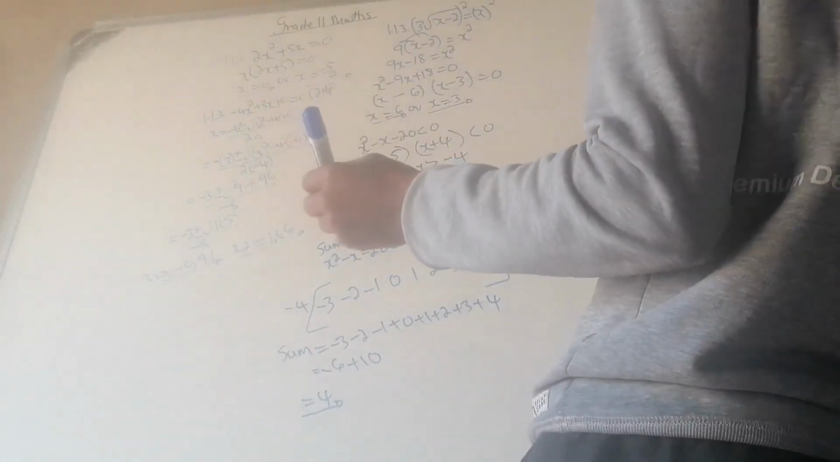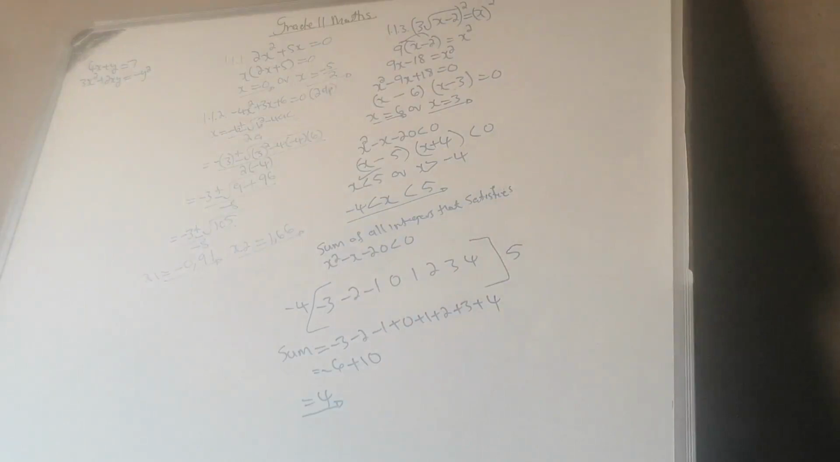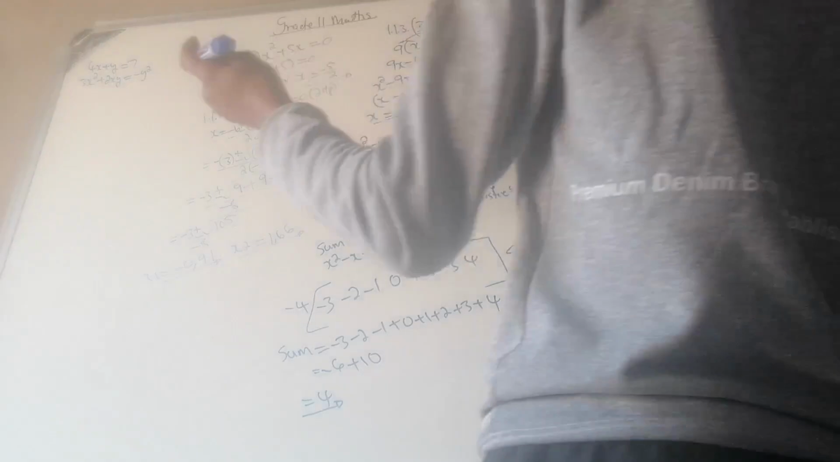Solve simultaneously for x and y. 4x plus y equals 7, and 3x squared plus 2xy equals y squared. Okay, that is fine. I will take the first one as equation 1, because I have y with a coefficient of 1. So this will be my 1 and this will be my 2.